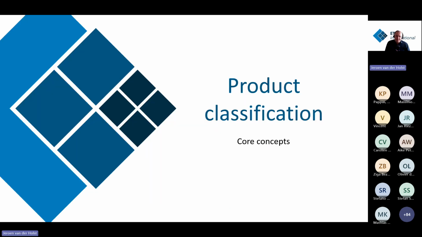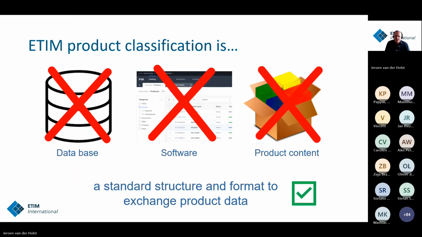But people, there's hope. Let us dive into product classification's core concepts. First of all, let me get this straight. ETIM is not a database. We are not trying to sell you software, and we don't have any product information. We are just a standard structure and format to digitalize and automate the exchange of product data. We are the playbook. We are an open standard, and it is up to the market to use it in day-to-day business. And we will explain later how that is done.